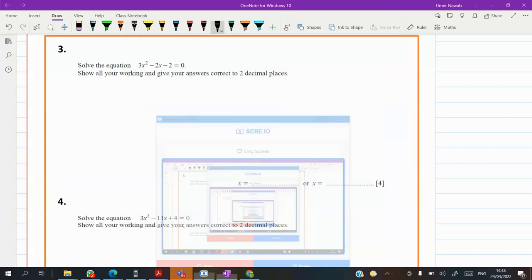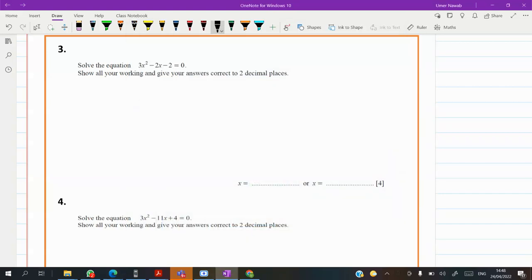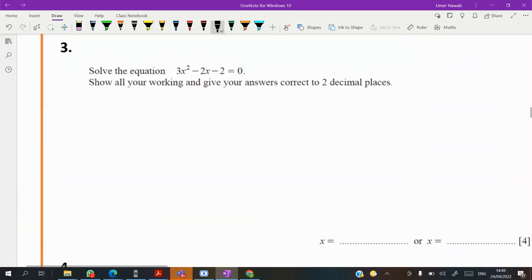Assalamu alaikum boys. Now I'm going to record how to solve quadratic equations by using the quadratic formula.